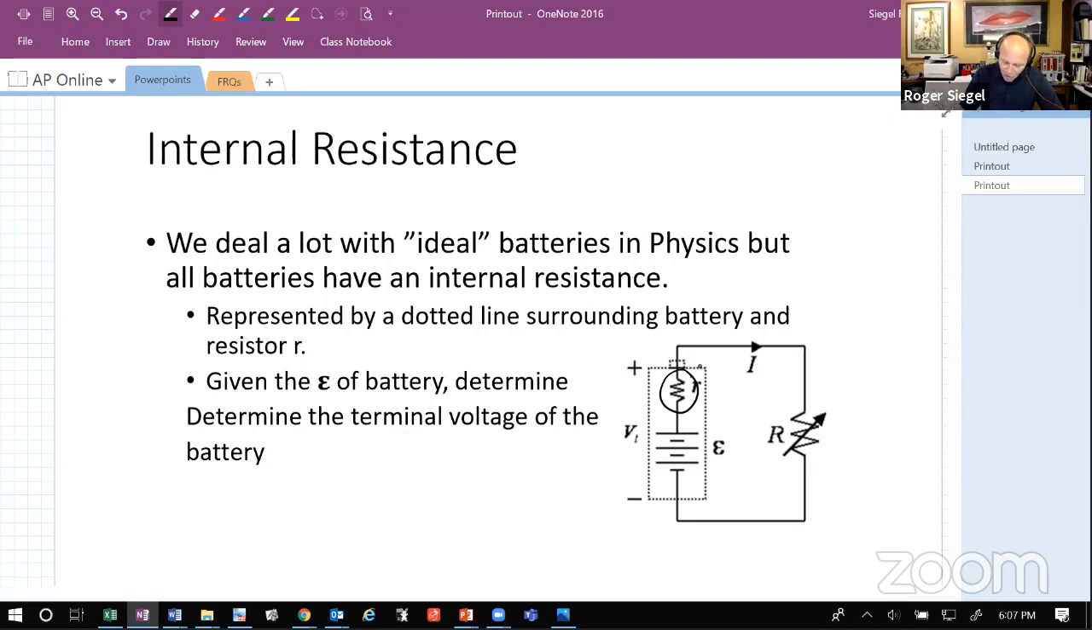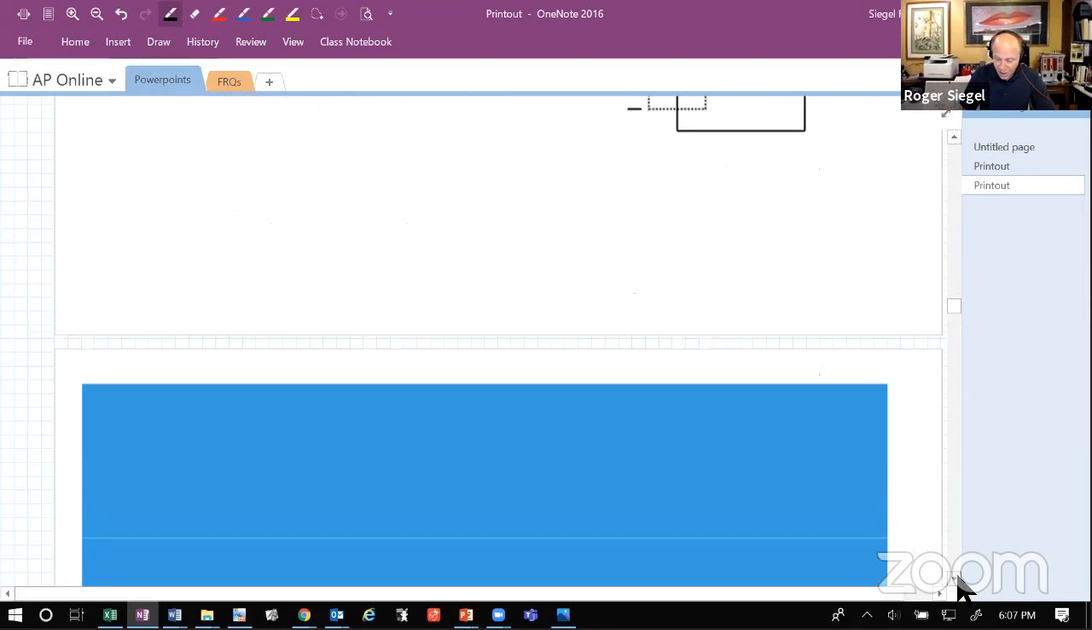And so remember, the internal resistance is something that's in the battery. It has to do with the physical and chemical realities of how a battery works, which we don't go into in this class. You probably go into it more in a chemistry class. But the internal resistance is there, and so we're going to do some problems identifying it and mitigating for it.